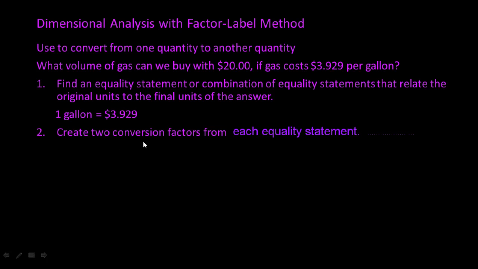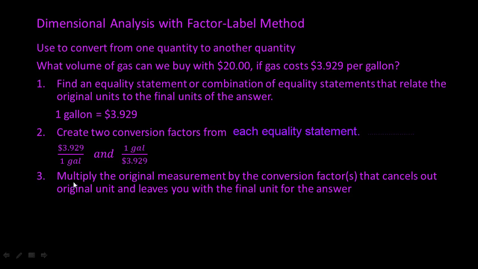Second, create two conversion factors from each equality statement. So we have one equality statement, and we can create two conversion factors. That's $3.929 over 1 gallon and 1 gallon over $3.929. So we need to, in step 3, multiply the original measurement by the conversion factor or factors that cancel out the original unit and leaves you with the final unit for the answer.